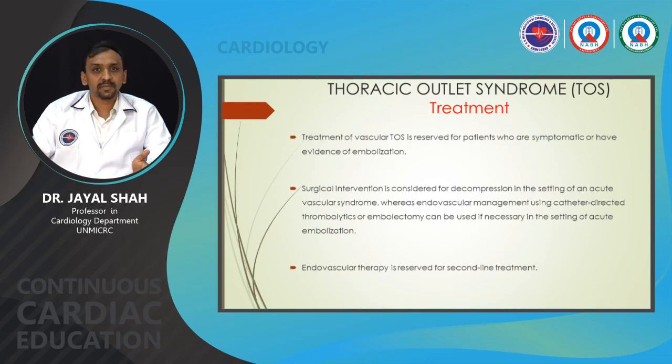So as far as the treatment is considered, it is reserved for the patients who are symptomatic or have evidence of embolization. Surgical intervention is considered for decompression in the setting of an acute vascular syndrome, whereas endovascular management using catheter directed thrombolysis or embolectomy can be used, and endovascular therapy is reserved for second line treatment.